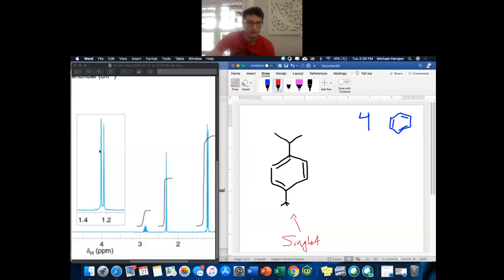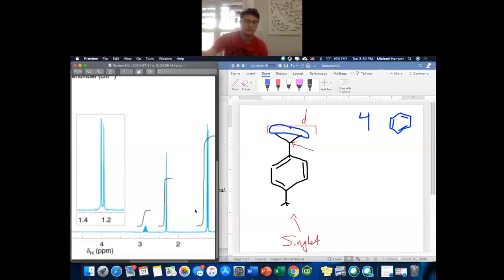You have this doublet here, and again, going back to our multiplicity, n plus 1, how do you get a doublet? You have one neighboring hydrogen, and so you should be able to see that. Here, these are environmentally the same, but they have one neighboring hydrogen here. And so 1 plus 1 is 2, and so these will appear as a doublet, as you see in the given NMR.